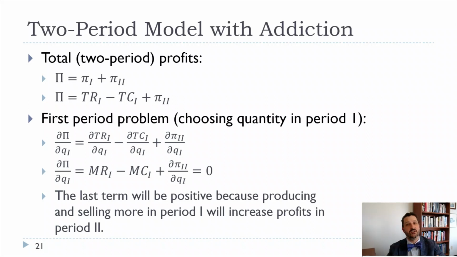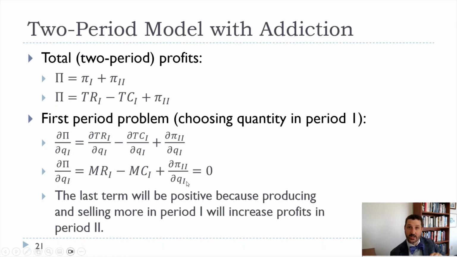But because there's an addiction, the more that you sell in period one, the higher are your profits in period two, right? You're getting people addicted or used to your product. You're making those habits. And so then in period two, you're going to be able to sell more at a higher price and get higher profits. And so we take the derivative of total profits with respect to Q1, and we get our usual marginal revenue minus marginal cost, but then we have this third term, the differentiation of profits in period two with respect to Q1 quantity.